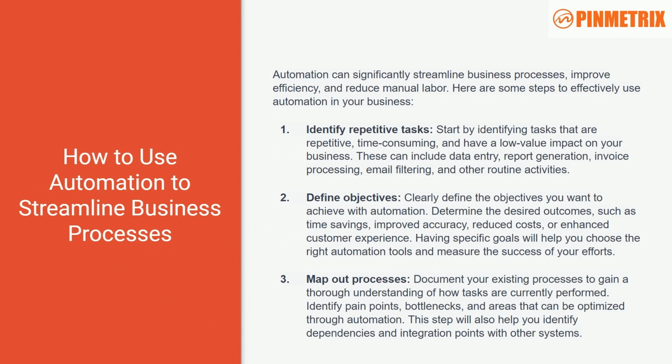So let's look at how to use automation to streamline business processes. How is this automation being used to streamline business processes? Automation can significantly streamline business processes, improve efficiency, and reduce manual labor. There are steps to effectively use automation in your business. Like what? Identifying repetitive tasks. Yes, identifying repetitive tasks.